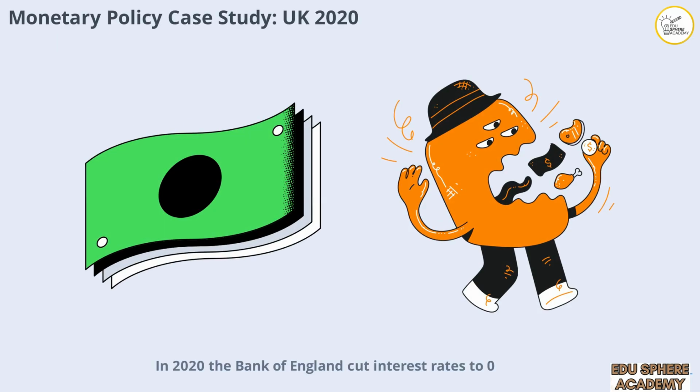In 2020, the Bank of England cut interest rates to 0.1% in response to the COVID-19 pandemic. This expansionary monetary policy aimed to encourage spending and investment during a period of economic uncertainty. The case highlights how central banks use monetary tools to support the economy in times of crisis, demonstrating the practical application of policy decisions.